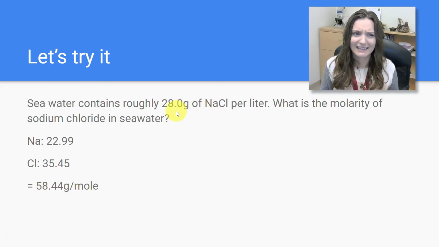We have less than that. We have 28 grams of sodium chloride per liter in seawater. So it's not a mole. We don't have 1 mole of sodium chloride per liter, so it's not a 1 molar solution. What is it then?